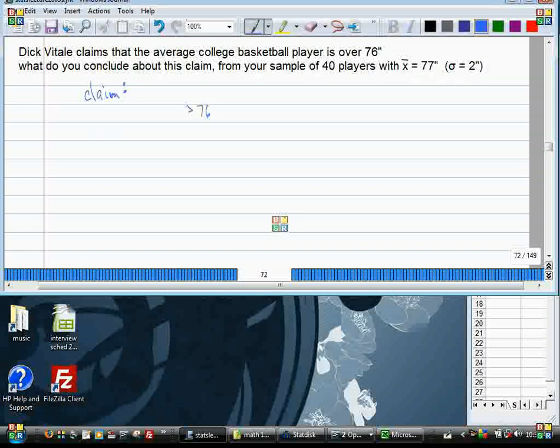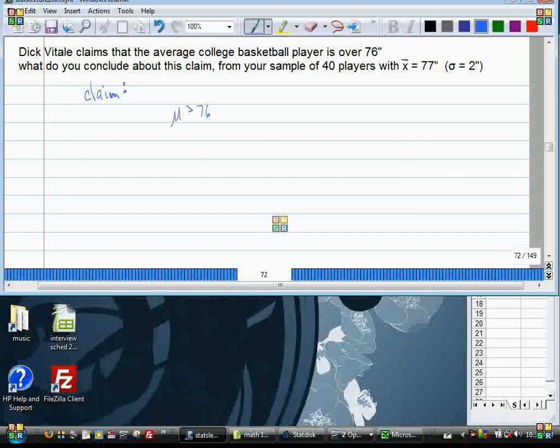Okay. So what do we do? Well, is he claiming that the average college basketball player from a sample is over 76, or the average college basketball player, the whole population? This is a claim about a population. So this is a claim about mu. When you say the average college basketball player, are you talking about a couple, or are you talking about all of them? In English that means all college basketball players. So he's talking about the population. So population mean is mu.